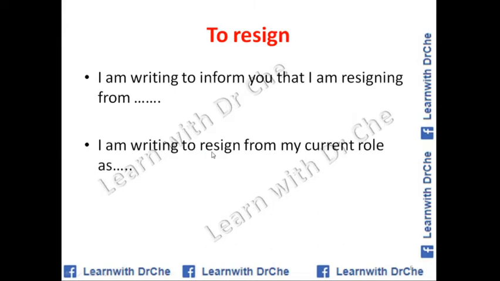You should explain it. Then if you are going to write about resignation, you should write: I am writing to inform you that I am resigning from. To resign, it will always be formal or semi-formal. So you would write: I am writing to inform you that I am resigning from my current position. I am writing to resign from my current role as, then your role, as a manager, as an accountant, and then you can write whatever yours is.